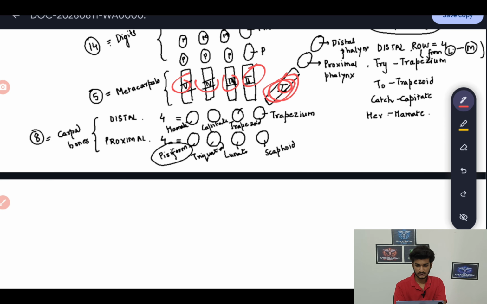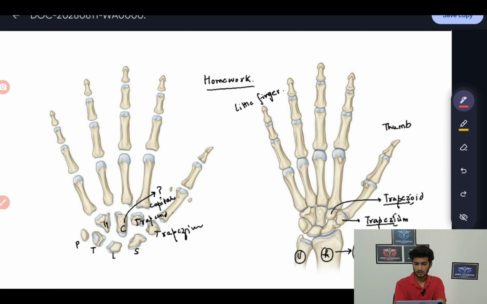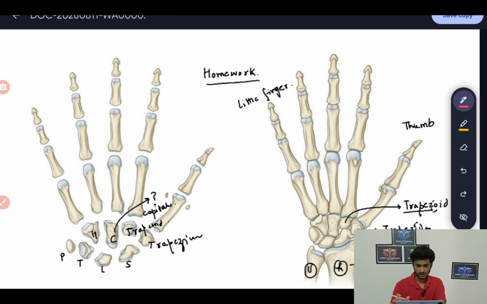After that, we'll be moving on to the original picture. Here you can appreciate with the help of the original diagram that these are all the bones. This is the capitate, this is the trapezoid, this is the trapezium, and this is the pisiform bone, triquetral, lunate, scaphoid, everything. Here you can see.